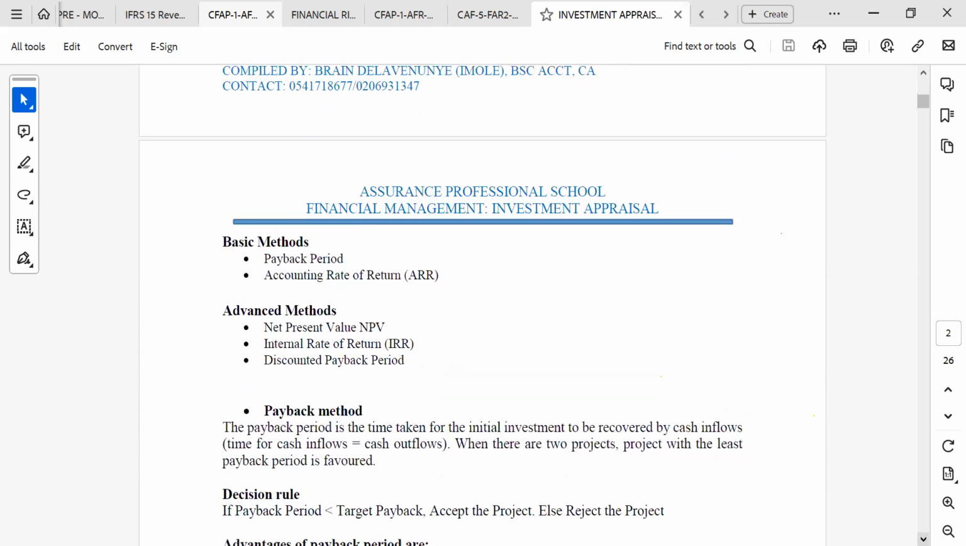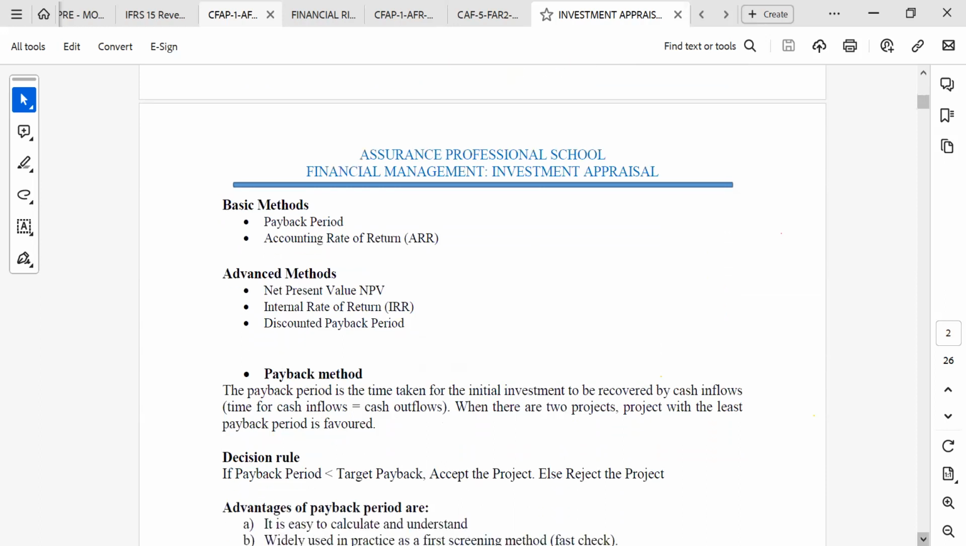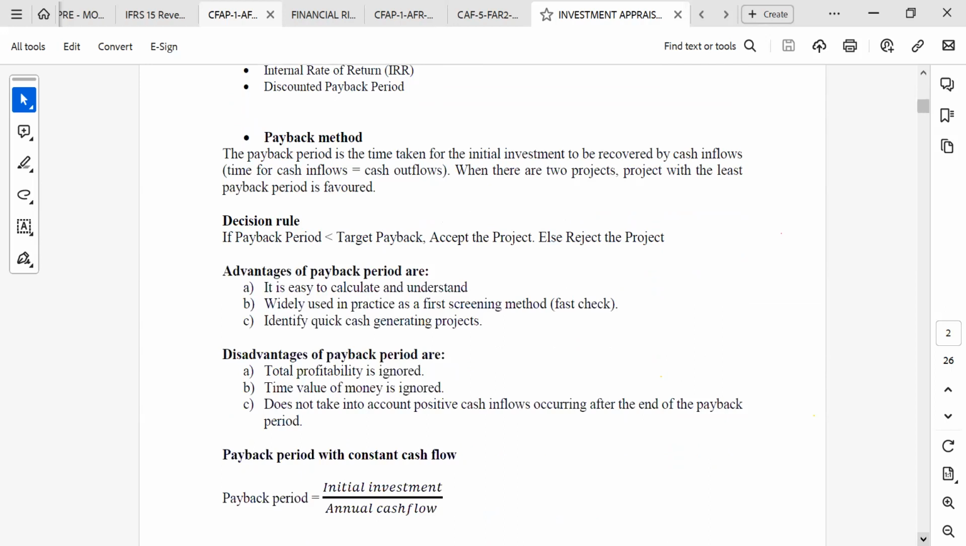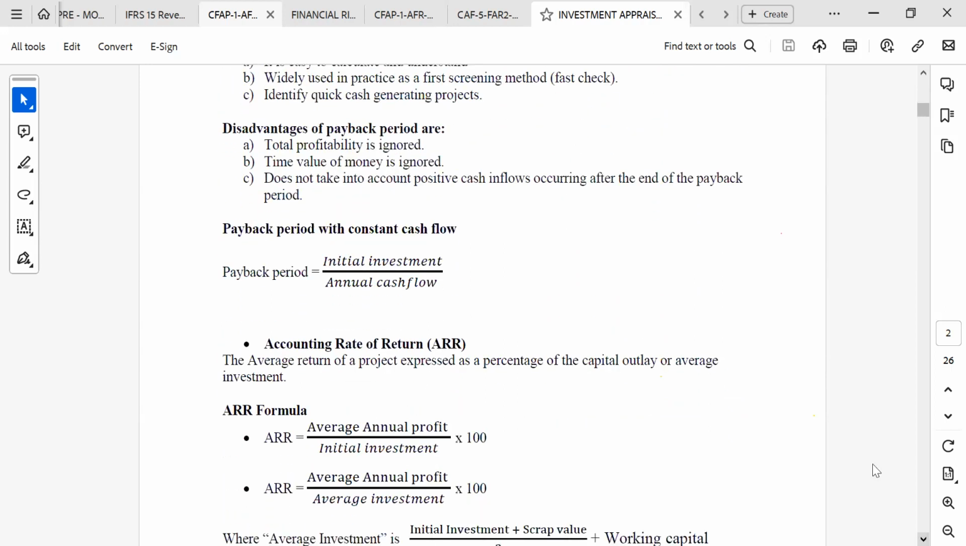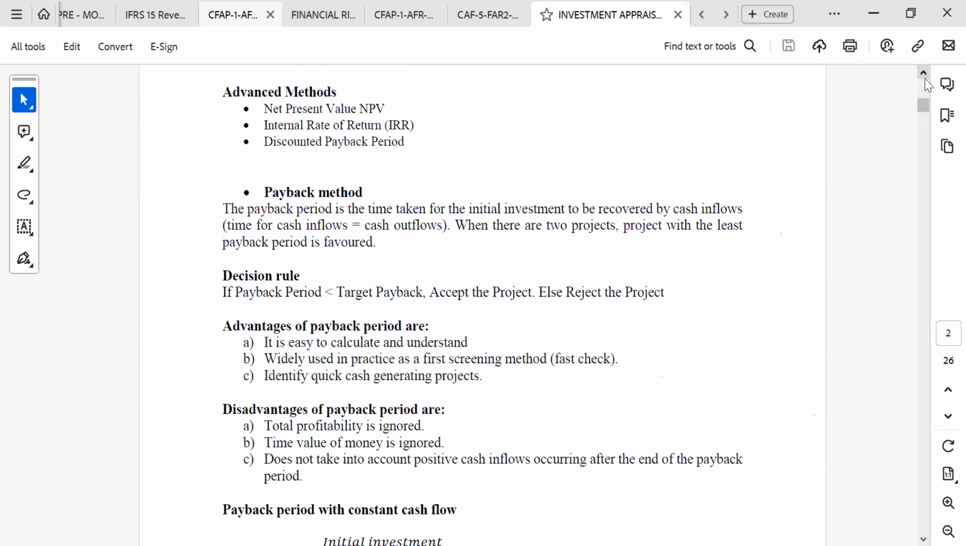I want us to look at the basic methods, which are the payback period and the accounting rate of return. Then maybe next week Friday, we look at the net present value and the other ones. So let's look at the payback period. I've explained the payback period already, and it's one of the basic methods. The first one that we can use is the payback period. The payback period is the time that it is going to take you to recover your investment.